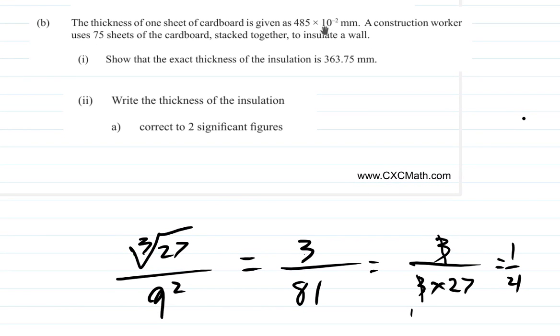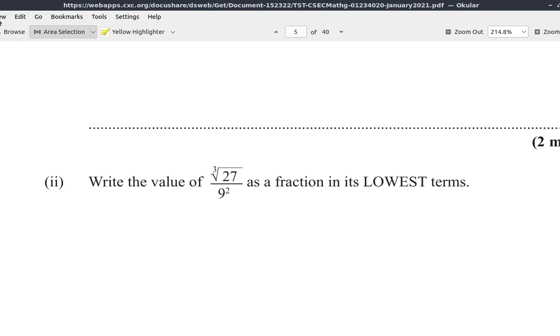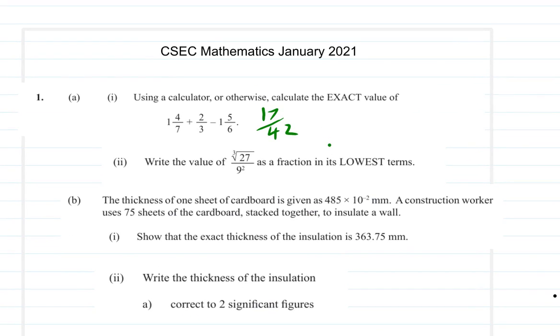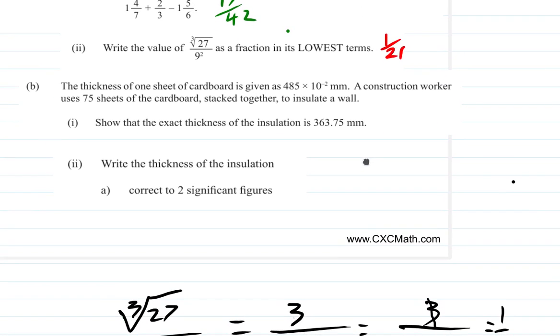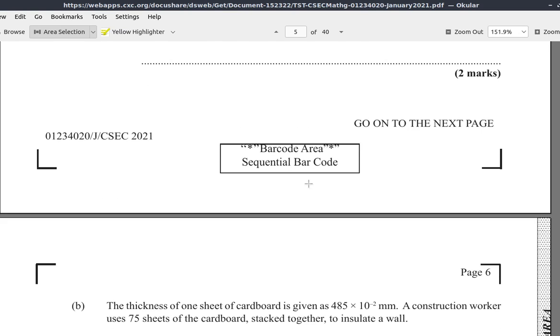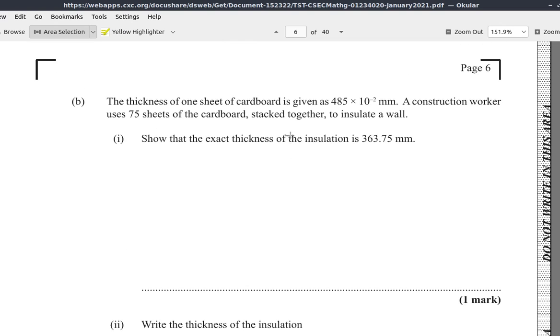What else is there? Part B. Let's read part B over here, but let me just write the answer here. 1 divided by 27. This is 1 over 27. Alright. 1 divided by 27. Now, part B. Let me read it over here. On the paper itself, the thickness of one sheet of cardboard is given as 485 by 10 to the negative 2 millimeters.